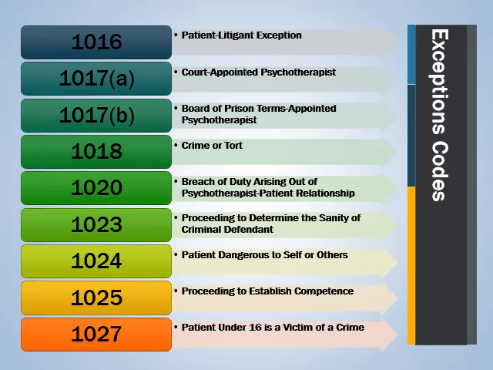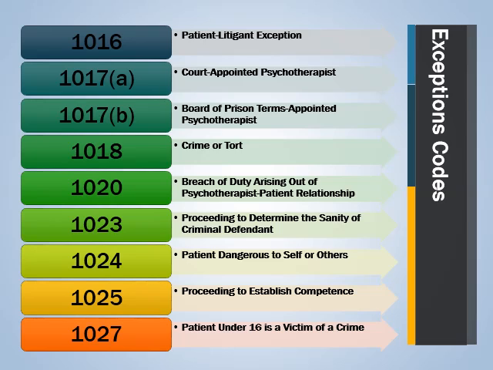So let's just go over the numbers for the codes really quickly. They range from 1016 to 1027. These are the privilege exemption codes. And 1024 is the patient's dangerous to self or others, and that's going to be the most important one to remember in all likelihood. But let's go from 1016. The patient litigant exception is 1016. That means that if the patient's suing for emotional suffering, there's no privilege.